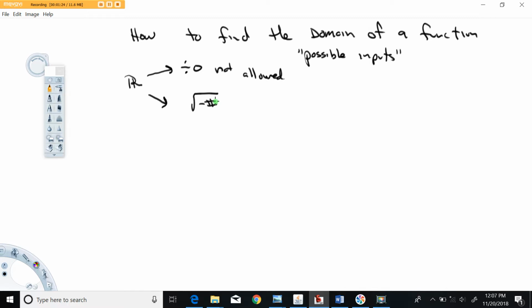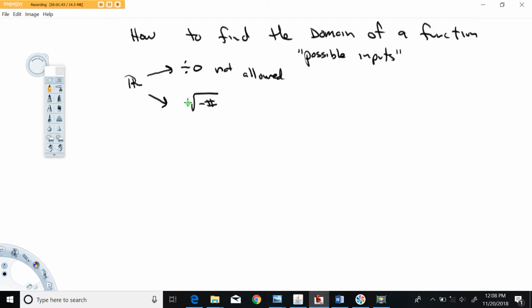So as far as how to find the domain of an algebraic function, start with the assumption of all real numbers and eliminate values that are not allowed based on division by zeros or square roots of negative numbers, or fourth roots or sixth roots and so forth. You can't take the even root of any negative number.